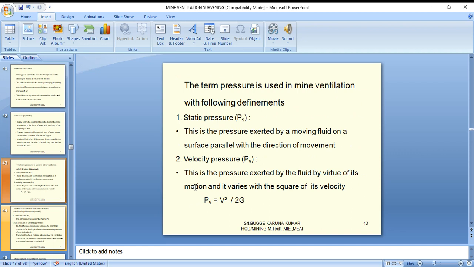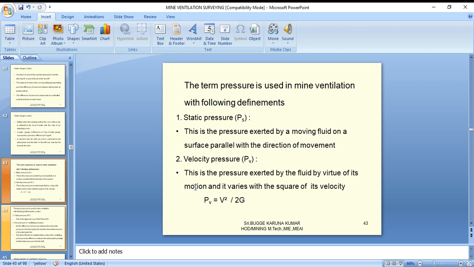The term pressure is used in mine ventilation with the following definitions. Static pressure (PS): this is the pressure exerted by a moving fluid on a surface parallel with the direction of the movement. Velocity pressure (PV): this is the pressure exerted by the fluid by virtue of its motion, and it varies with the square of its velocity. PV is equal to V square by 2g. This is a generalized formula.